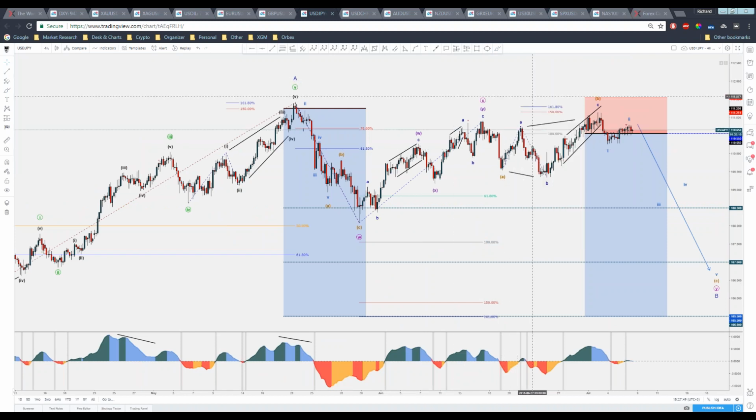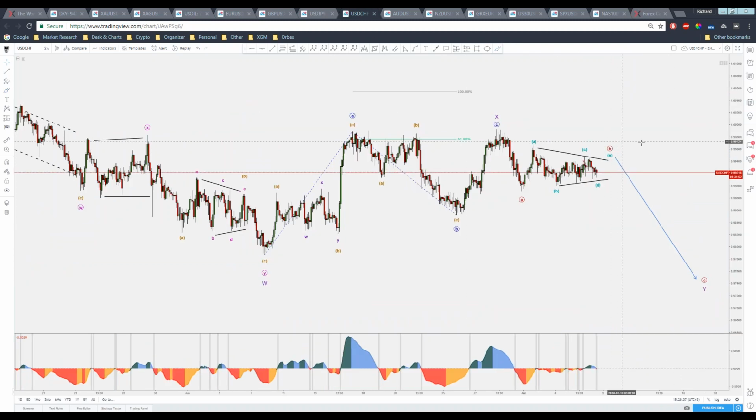USD yen is quite interesting because it broke out when it created this pattern. Not to mention that it had an ending diagonal right there in the C wave and it broke out, right? Now what's it doing right now? It seems like a bear flag, so it could continue on the downside. So multiple things are pointing towards there.